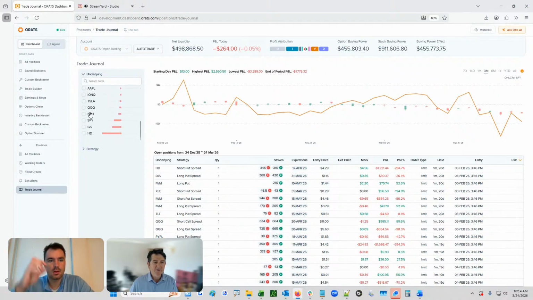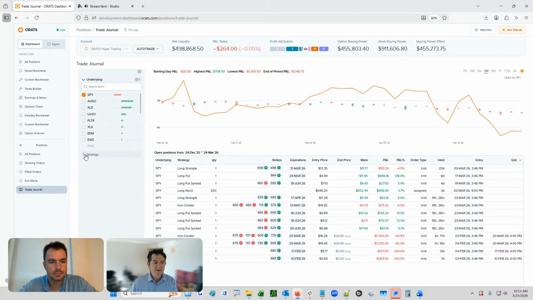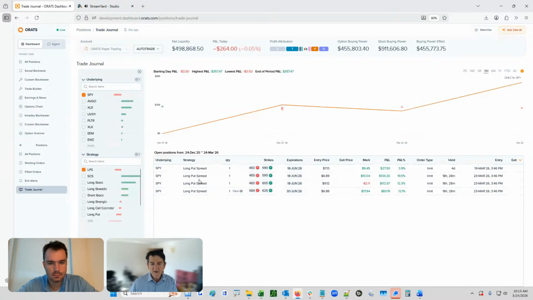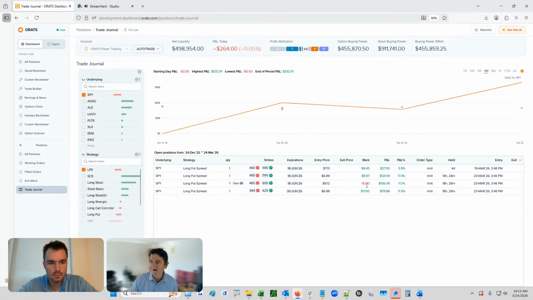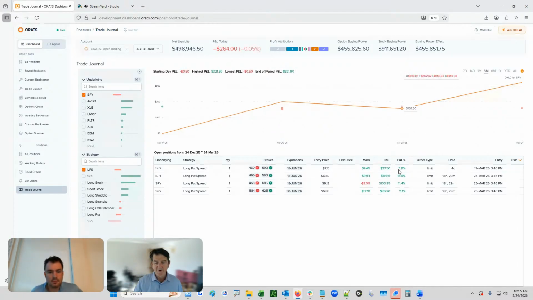I could go down to SPY, and that will again narrow the strategies. I could look at my long put spread and see these trades, right? I could see how the P&L has looked, and when it got in, and when everything's gone. And it's been doing well because when that volatility starts to rise, that's usually a good time for these long put spreads.